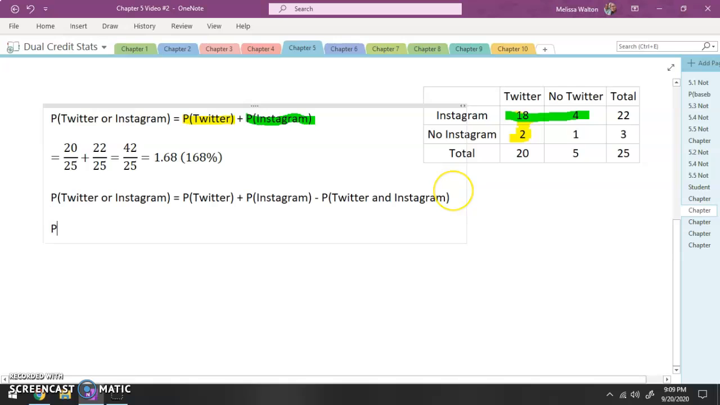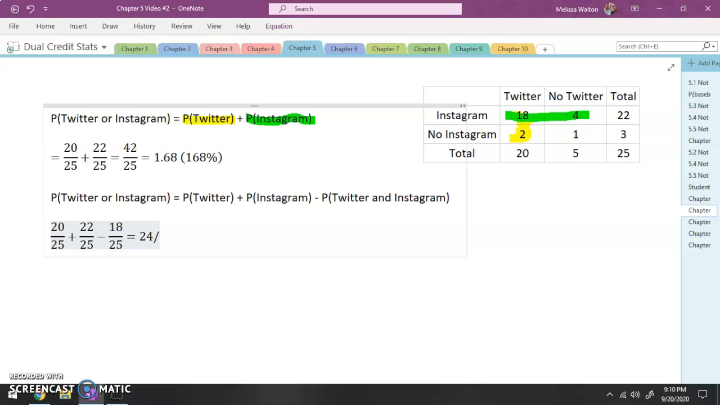So looking at this, I'm going to start the exact same way. Probability of having Twitter is 20 out of 25. Probability of having Instagram is 22 out of 25. However, we need to subtract away the extra people. We need to subtract away the 18 out of 25. And when you do that, 20 plus 22 minus 18, you have 24 out of 25, and that is 96%. I know some of you guys are probably thinking, well, duh, why didn't you just subtract the extra one? The main thing I wanted to do is just to show this overall general addition rule.